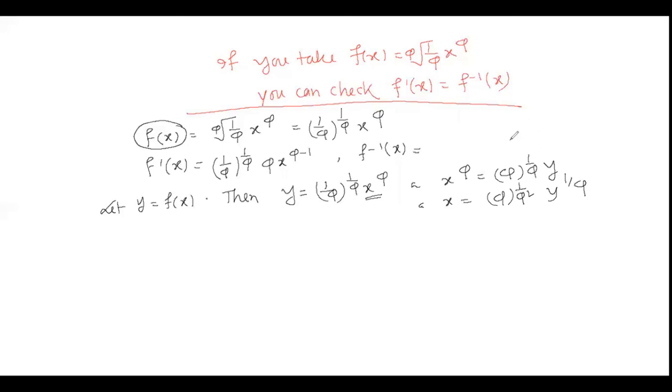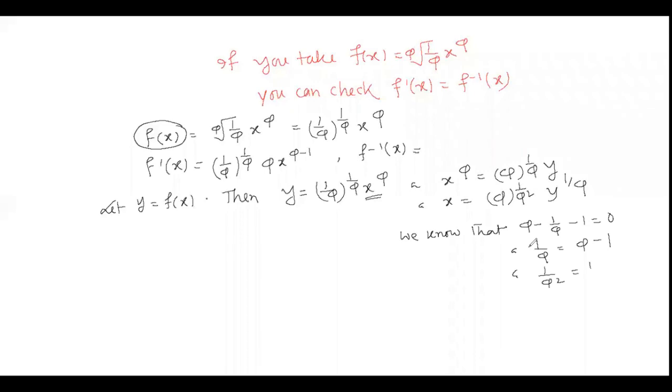Clear? Now we know that phi is a root of n square minus n minus 1, that is n minus 1 by n minus 1. So phi minus 1 by 5 minus 1 equal to 0. Now 1 by 5 will be phi minus 1, clear, or 1 by 5 square will be 1 minus 1 by 5. So x will be 5 to the power, that is 5 to the power 1 by 5 square means 1 minus 1 by 5 into y to the power 1 by 5, that is x.